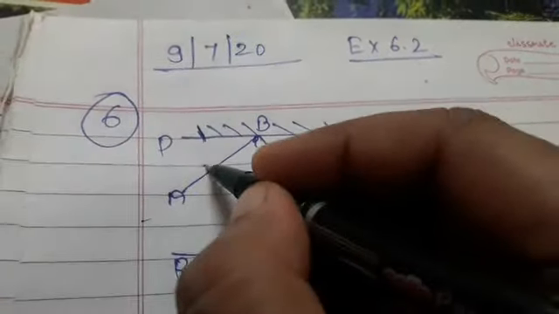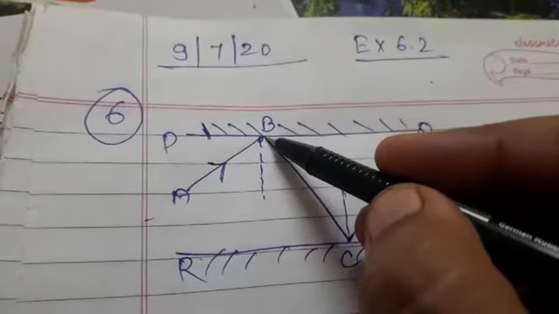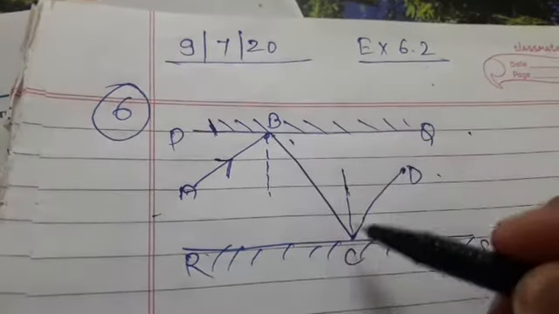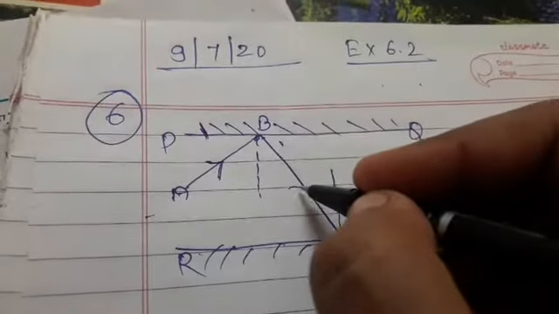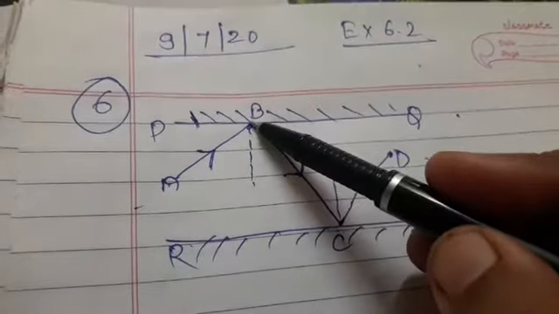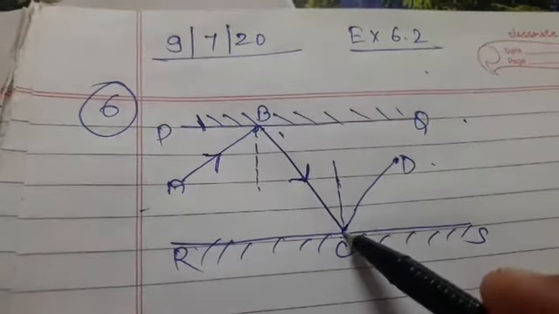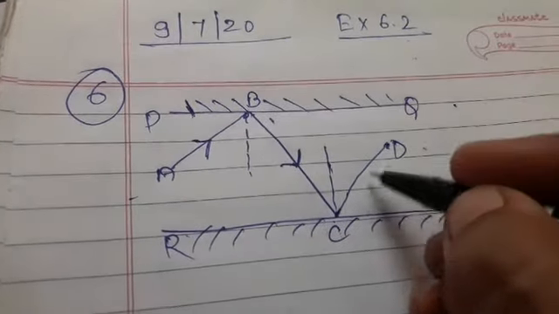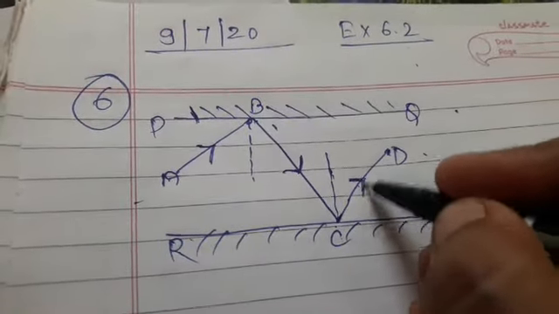Now AB is a ray which is incident on the mirror PQ. When the ray gets incident, it gets reflected at BC. So I will make an arrow here as a reflected ray. And when this ray strikes the mirror RS, it again gets reflected. So this is again a reflected ray.